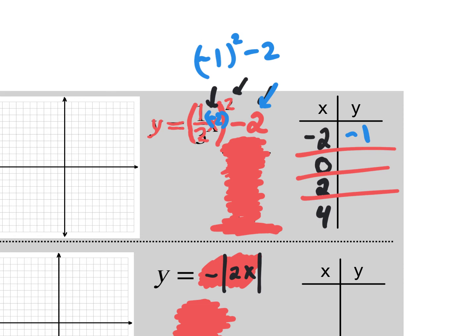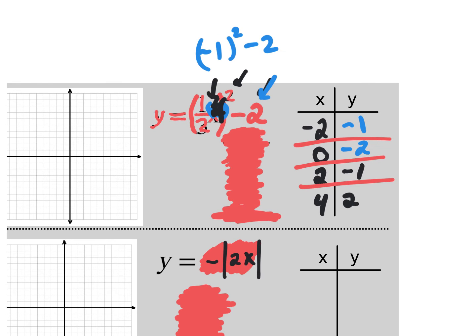Putting in 0 is a lot easier because then when I put the 0 here, everything inside there just turns into 0. 0 minus 2 is -2. Now when I put a 2 in here, I have 1/2 of 2 is 1. 1 squared is 1. 1 minus 2 is -1. And then when I put in a 4, 1/2 of 4 is 2. 2 squared is 4. 4 minus 2 is 2.